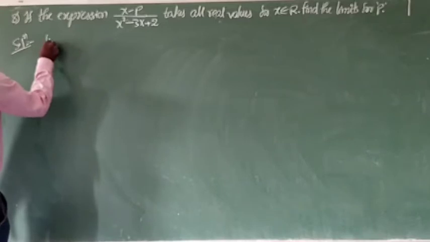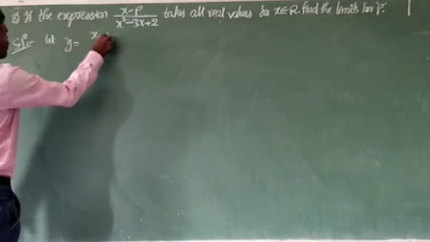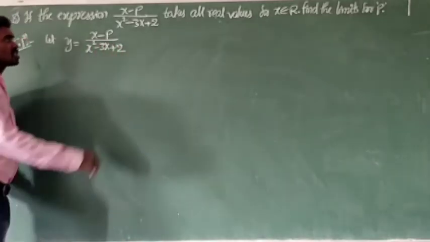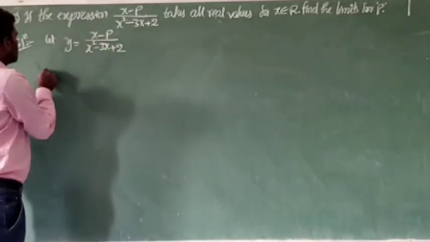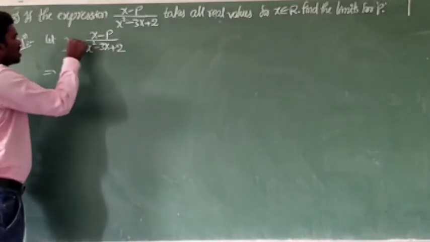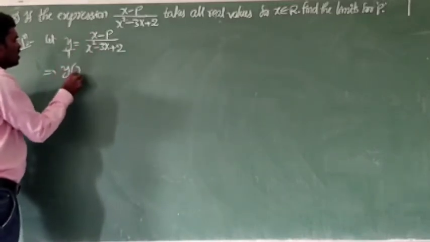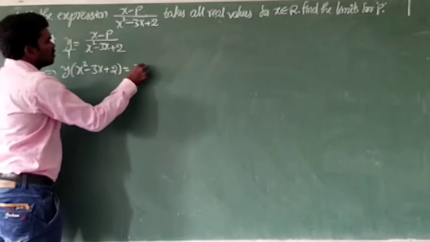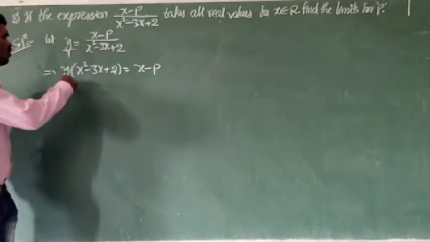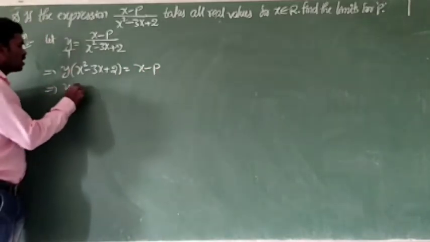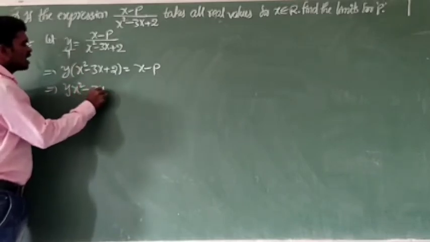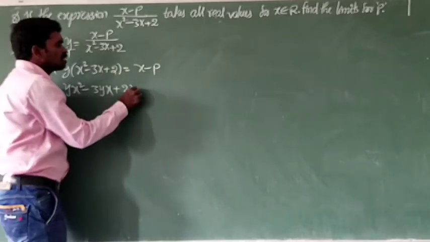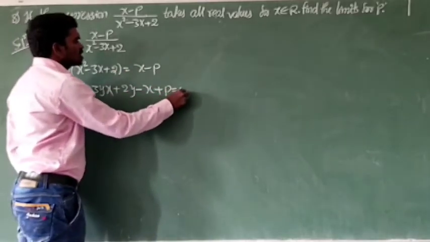So for every problem in this chapter, in these 4 marks questions, first of all, let y equal x minus p by x square minus 3x plus 2. First of all, we should take let y equal the given function. So immediately, cross multiplication, y into x square minus 3x plus 2 is equal to 1 into x minus p. Now multiply y into x square, y into 3x is 3yx, y into 2 is 2y, and x minus p, bring to the left side. Plus x becomes minus x, and plus p is equal to 0.